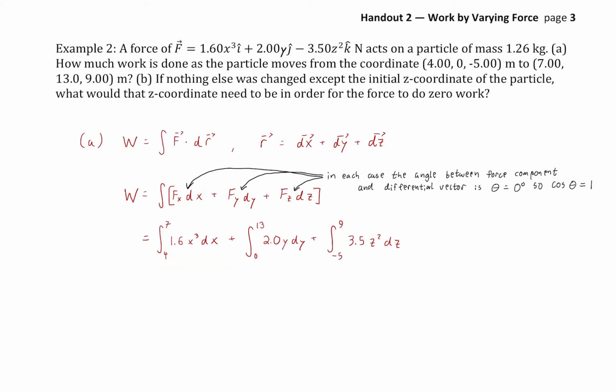For the y case, we're starting at 0 and we're finishing at 13. So the limits are from 0 to 13. There's our function in the y. And then in z, we have our function, okay? And this one is negative. Let's see, I think it shows up as negative in the next line. So there's a typo there. All right, but I'll fix it on the upload. All right, so we have 3.5 times z squared.